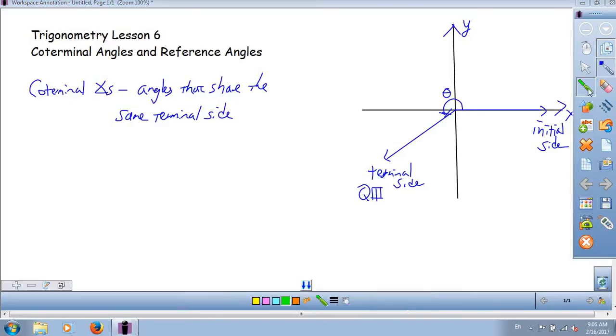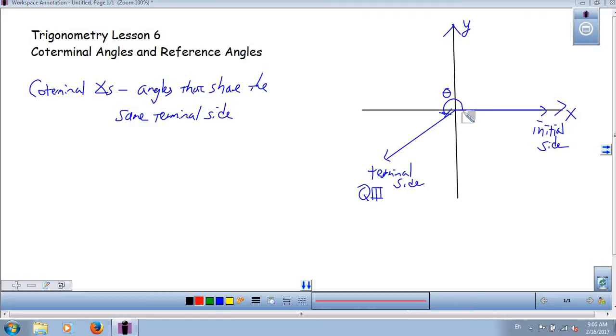But I can also reach this terminal side by rotating clockwise. So let's call this angle alpha. Angle alpha and angle theta are not exactly the same angle. However, they share the same terminal side, and therefore they share a lot of common properties. So we can consider them for a lot of our purposes to be the same angle. However, they are not the same angle, but they do share the same terminal side.